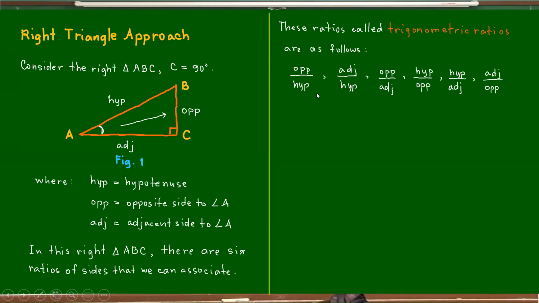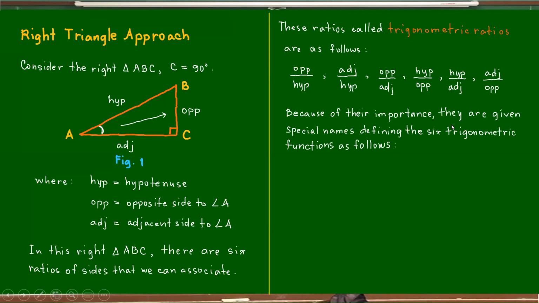Again, these ratios that you can associate with the sides of a right triangle, any right triangle, are called trigonometric ratios. Because of their importance, each of these ratios is given a special name, defining the 6 trigonometric functions as follows. We call these 6 trigonometric functions of a positive acute angle, these trigonometric ratios.